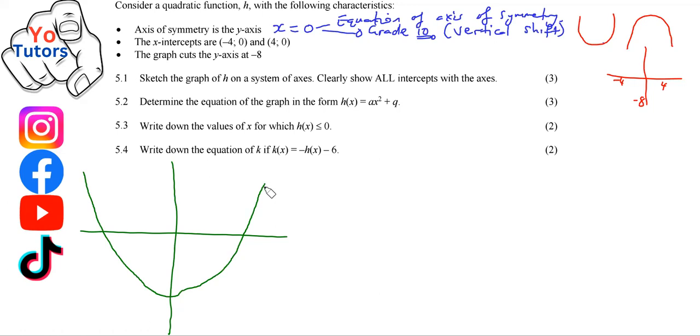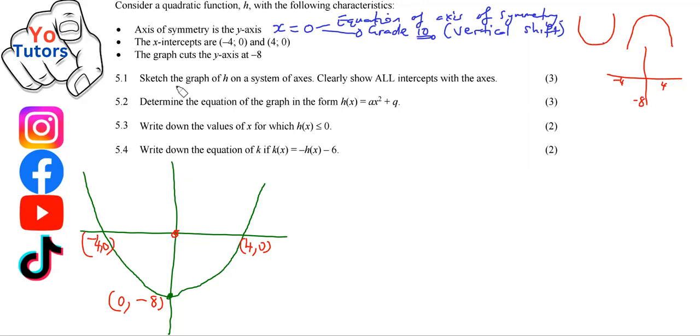Okay, so there is our -8. So let's just say (0; -8). That's where your graph is cutting the y-axis, and here is (-4; 0), there it's (4; 0). That's what we have. And here we have got our origin there.